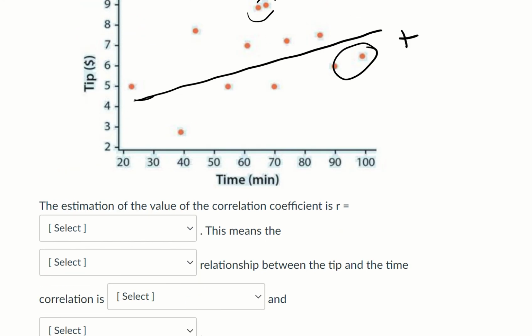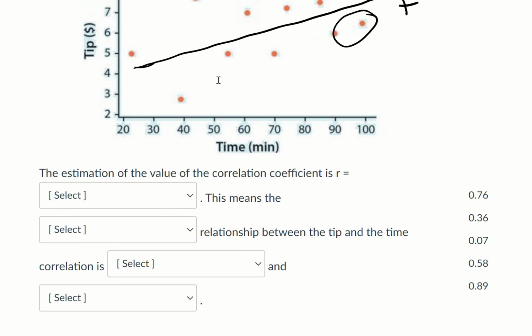The estimation of the value of the correlation coefficient. So we want to estimate it. I'm going to provide the values for that. All right, so I went ahead and provided the values here from Canvas, so we can select from the choices here. So the estimation of the value of the correlation coefficient.